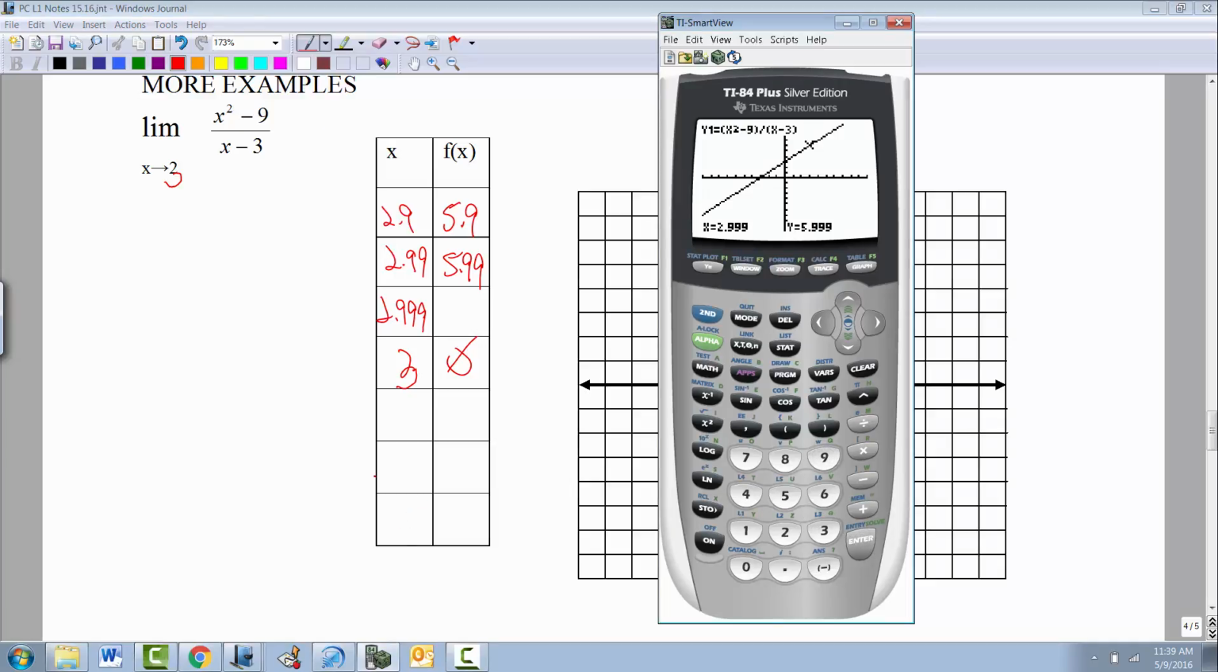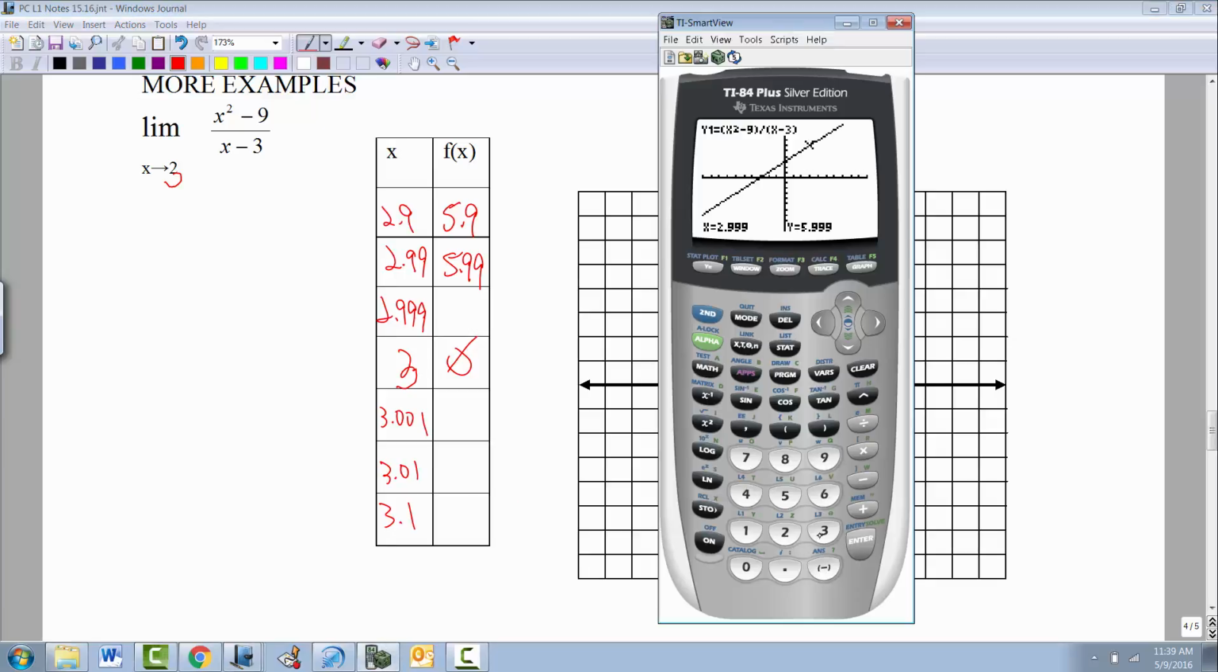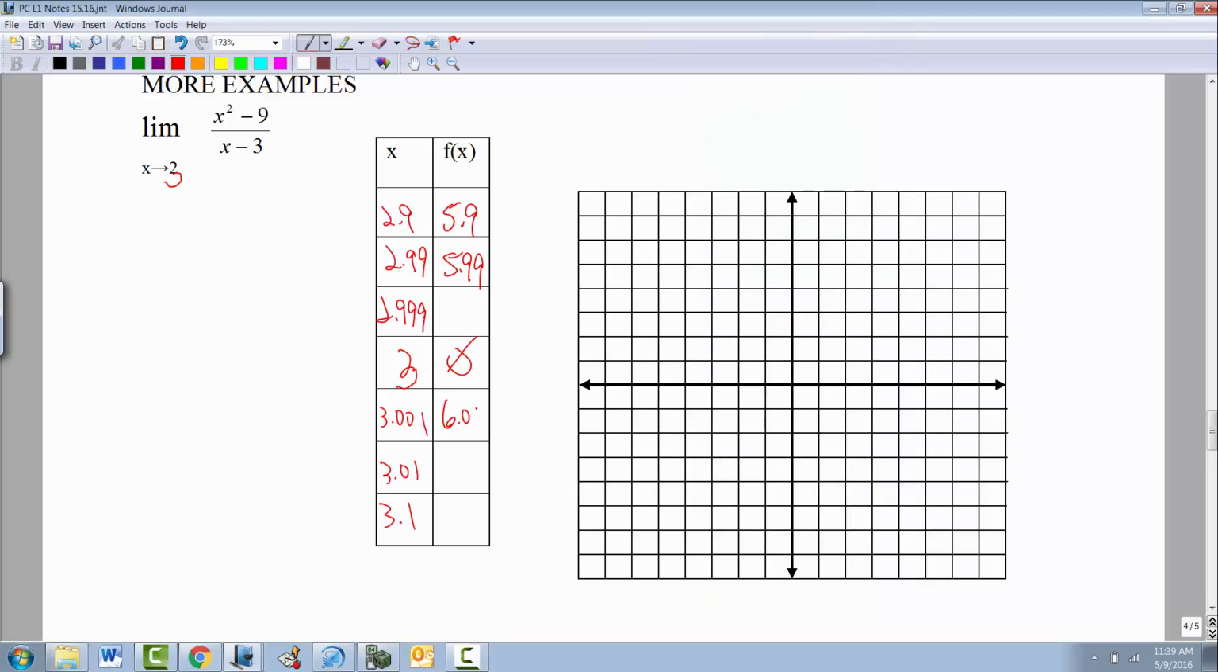And then what would be the other ones here? 3.1, 3.01, 3.001. I don't want to bore you. 3.001, press enter, and then that's how you can get this chart filled out. Or you can calculate them on your main calculator screen. Or this one you could do it by hand or whatever.